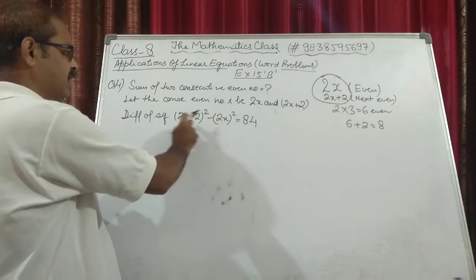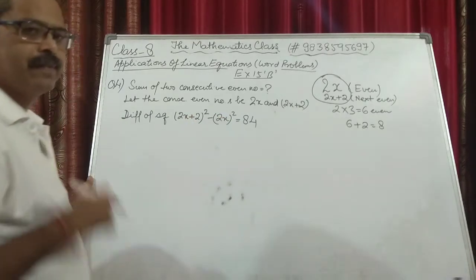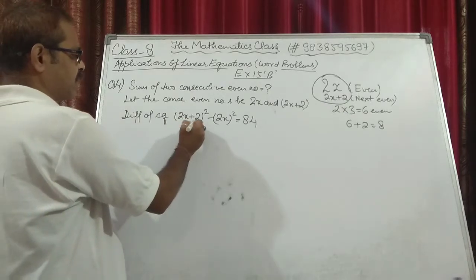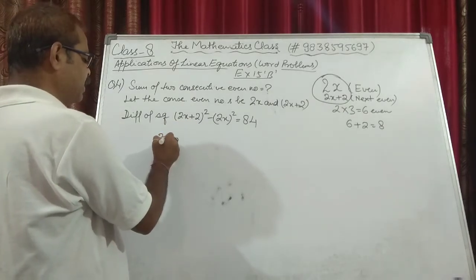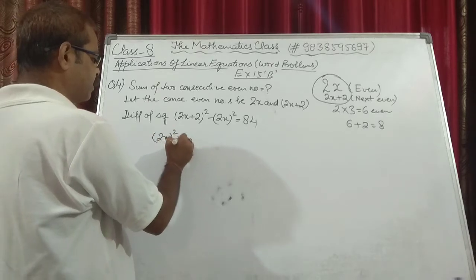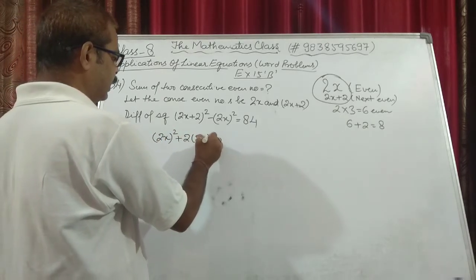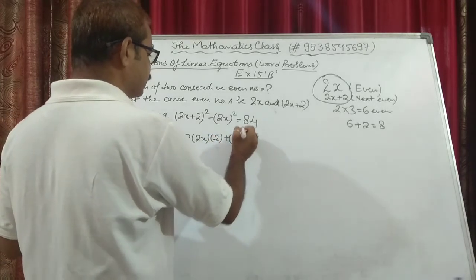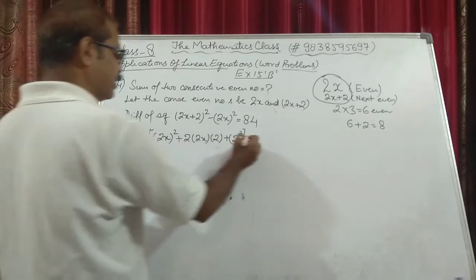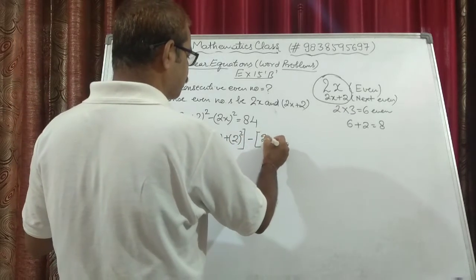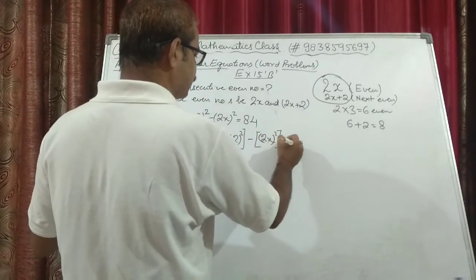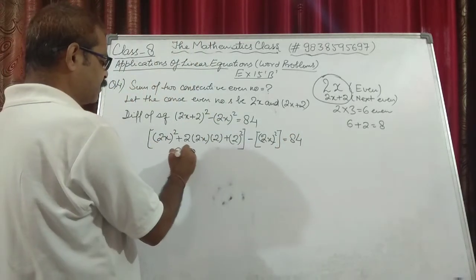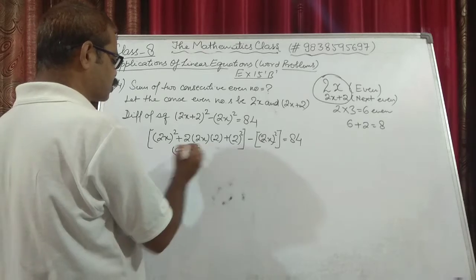From this we can find the even numbers as 2x and 2x plus 2, and then their sum. So when we open this according to (a plus b) whole square, this will be a square plus 2ab plus b square. This is the first one, and minus 2x square is equal to 84. This has been expanded with the formula of (a plus b) whole square.